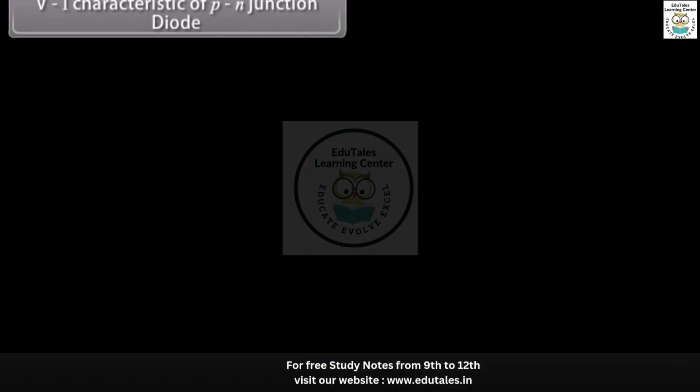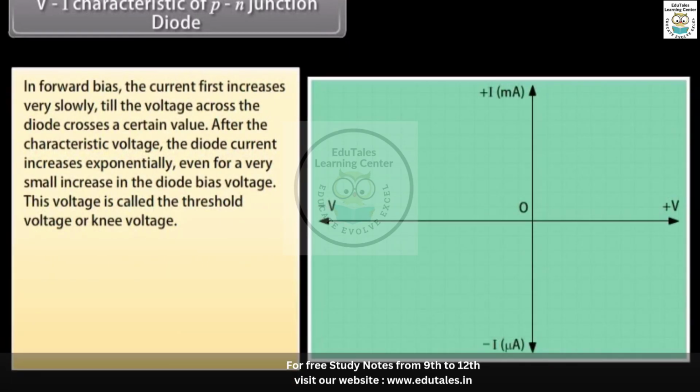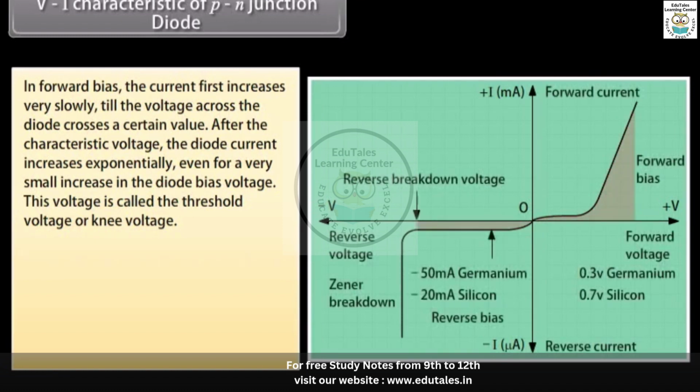IV characteristic of p-n junction diode. In forward bias, the current first increases very slowly until the voltage across the diode crosses a certain value. After this characteristic voltage, the diode current increases exponentially, even for a very small increase in the diode bias voltage. This voltage is called the threshold voltage or knee voltage.